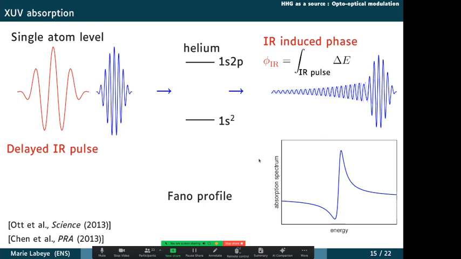And if we look at this in the frequency domain, the spectrum, we get these famous Fano profiles that are asymmetric, and the shape is actually controlled by all the IR parameters: the intensity, the pulse duration, and the delay with the XUV. And it's also very state specific because the AC Stark shift is state specific. So the shift of this little level here will depend on which transition I look at. So that was already known a while ago, but opto-optical modulation uses this principle at the single atom level to see something macroscopically.